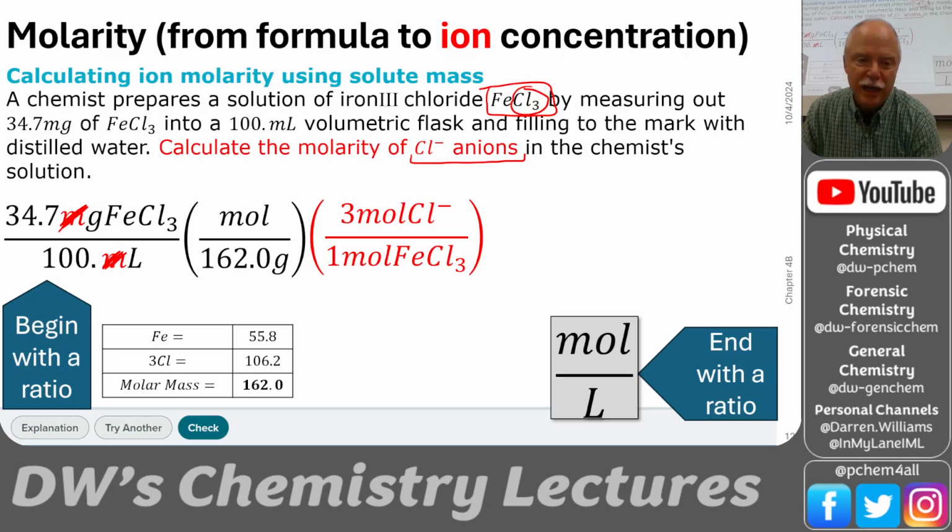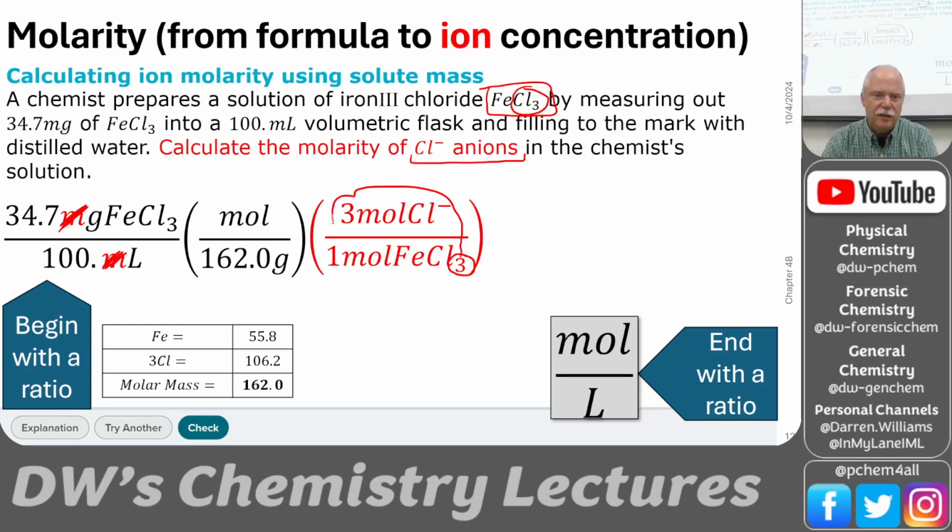And then this is the key to the problem. This one right here. Where did that come from? It's right there in the formula, isn't it? So look at this. This is the 3 of iron 3 chloride. This 3 right here is this 3. When that dissolves, I get 3 moles of chloride ions for every mole of this stuff that dissolves.